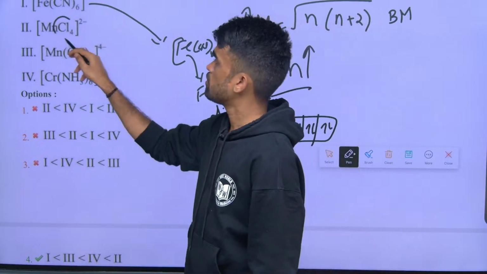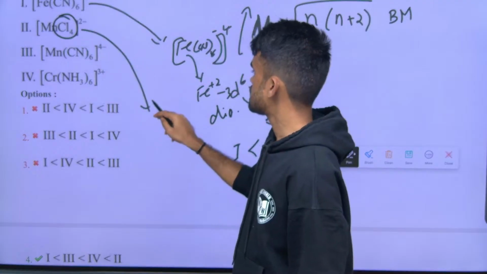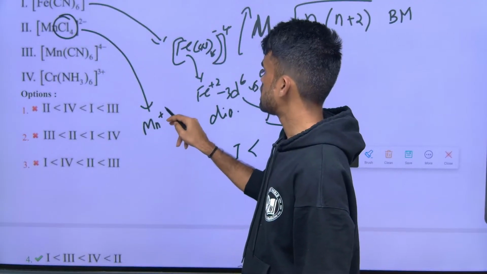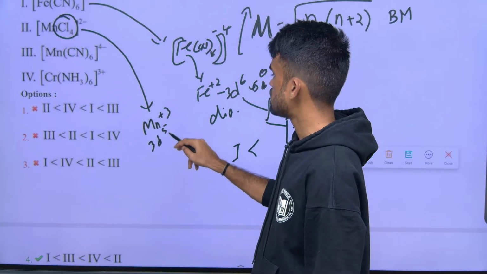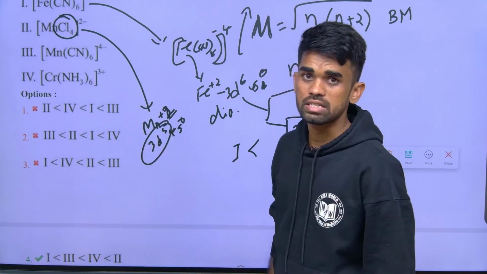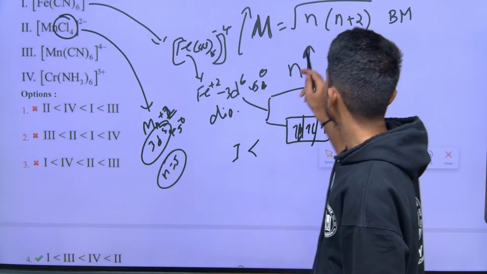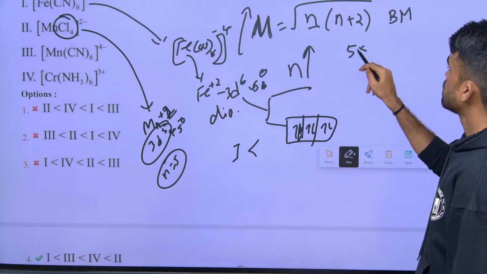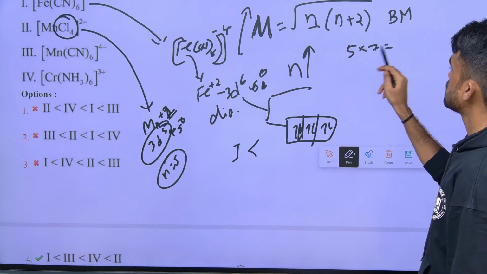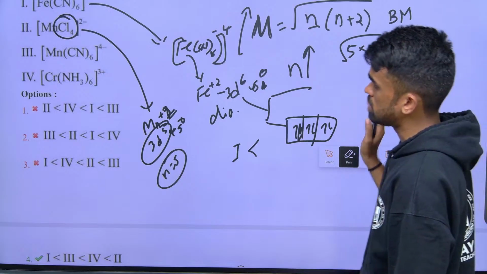Now for Mn, here the oxidation state is Mn plus 2, which has 3d5 4s0. This means 5 unpaired electrons are there. So n is 5, giving root of 5 into 5 plus 2, that is 7, so root 35. This is the magnetic moment value, just keep it aside.